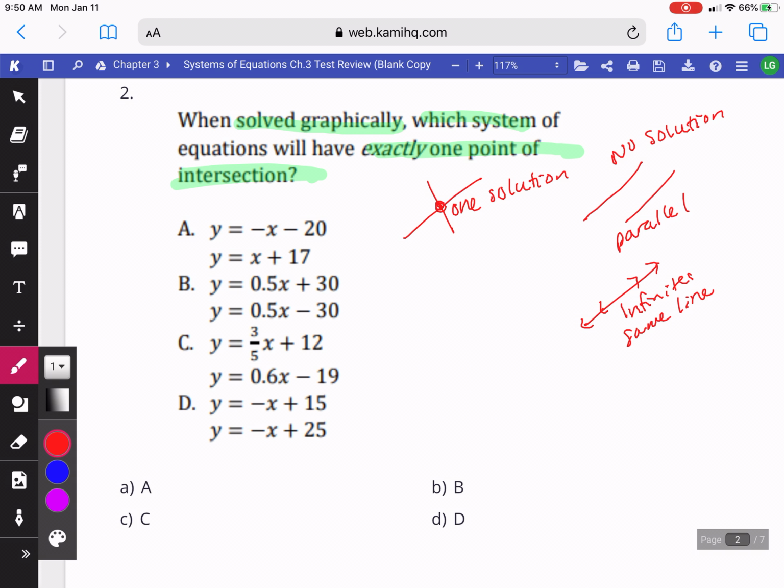Now, we know that parallel lines have the same slope. So if you see that they have the same slope, they're never going to intersect. So if you look at these problems, here B, we see the same slope. So these are parallel lines. So that can't be my answer. If you look at D, these both have a slope of -1. So those are also parallel lines, so that cannot be the answer. And if you look at C, we have 3/5 and 0.6. Well, 3/5, if you change it to a decimal, is also 0.6. So these 2 lines are parallel as well, so they would also have no solution. So the only answer choice here that would have a point of intersection is A, because there they have different slopes.